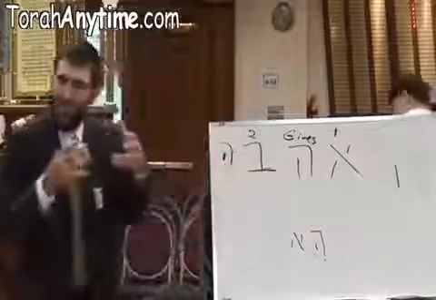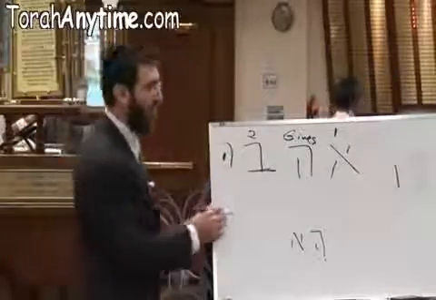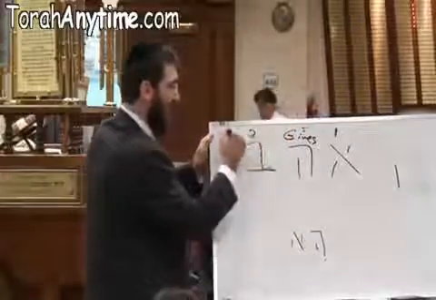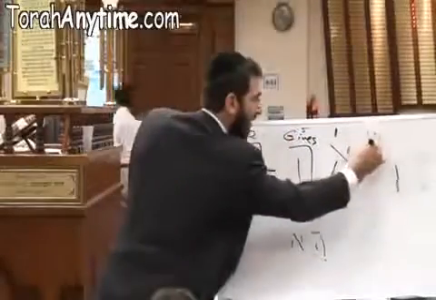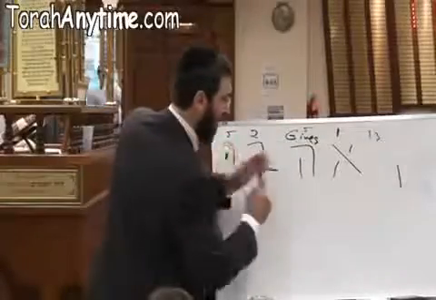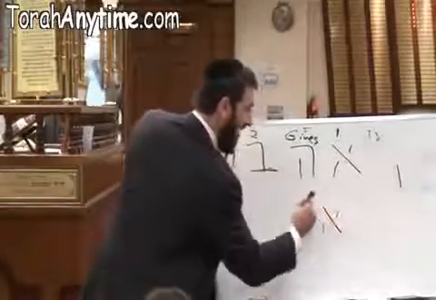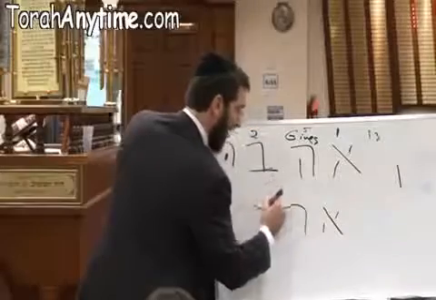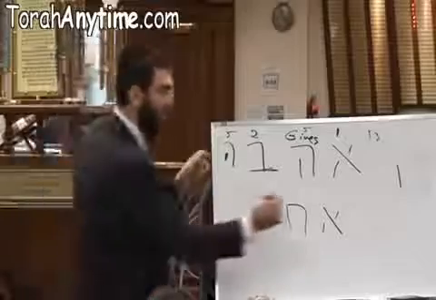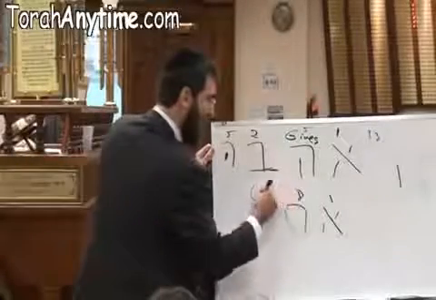Ahava is the noun, which means love. If I do a little numerical analysis, what do I see? Aleph is 1, Hey is 5, Beit is 2. What do I get? 13. That's interesting because that's the same numerical value as this word, which is echad. Echad in Hebrew means Hashem is one. Aleph is 1, Chet is 8, Dalet is 4.